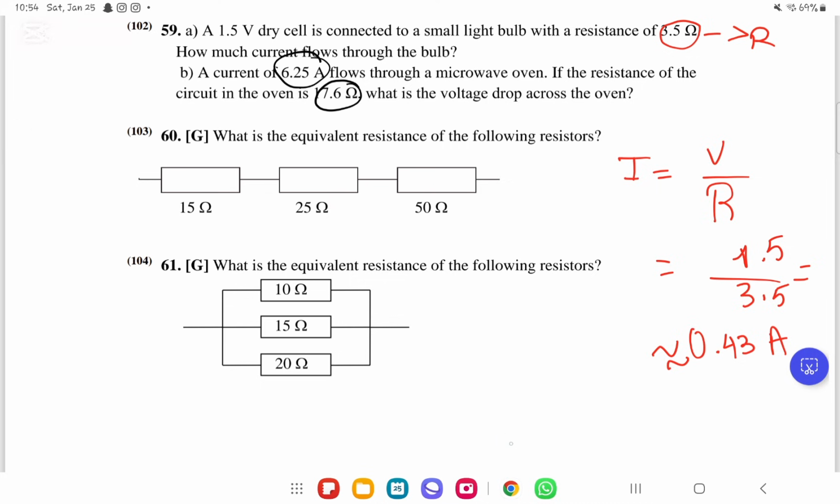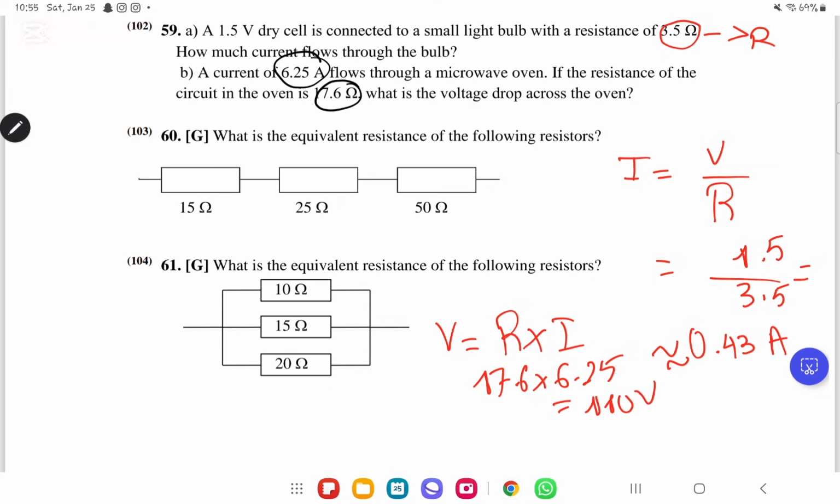Very simply, we know again that the voltage is equal to the resistance times the current I. So the voltage, we need to find it. It is resistance, which is 17.6, times the current, which is 6.25. If you put it on your calculator, you will get an answer of 110 volts. So that is it for question number 59.